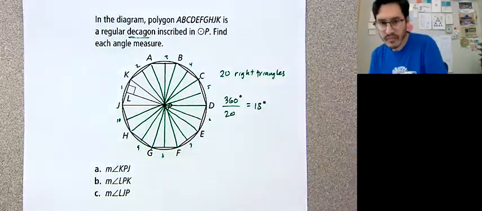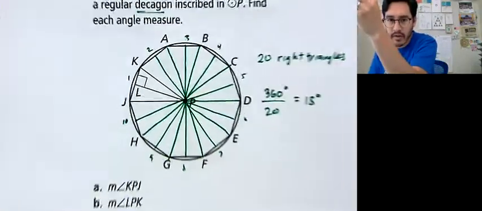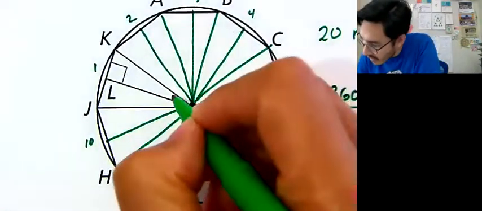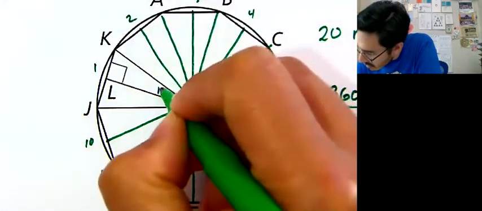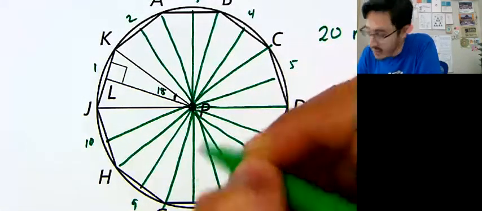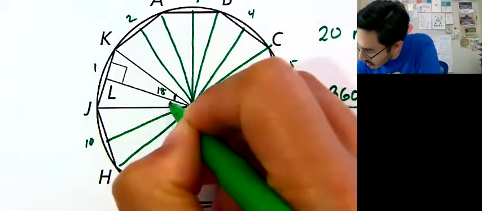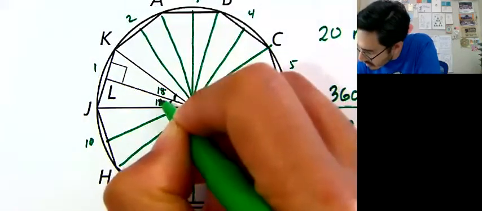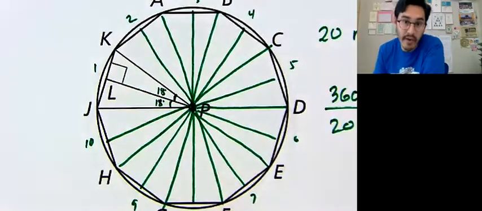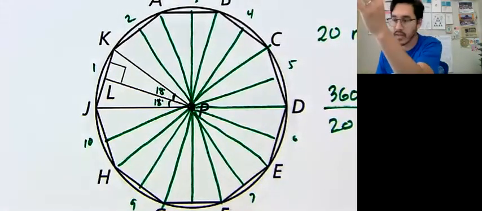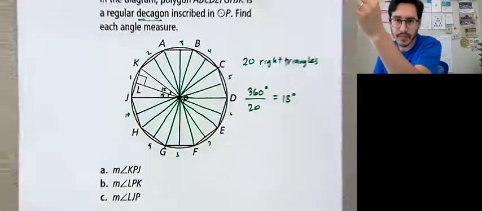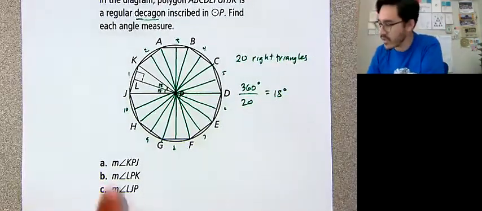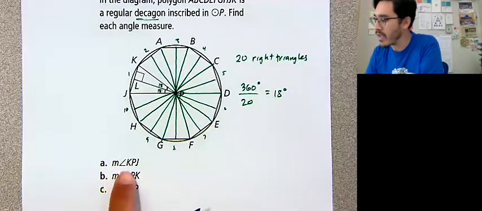I'll zoom in here real close and we'll mark that angle there as 18 degrees. We can mark this angle here as well, 18 degrees. We can actually mark every one of those angles, but I'm not going to do it because it's really small, and I would have to write really small.